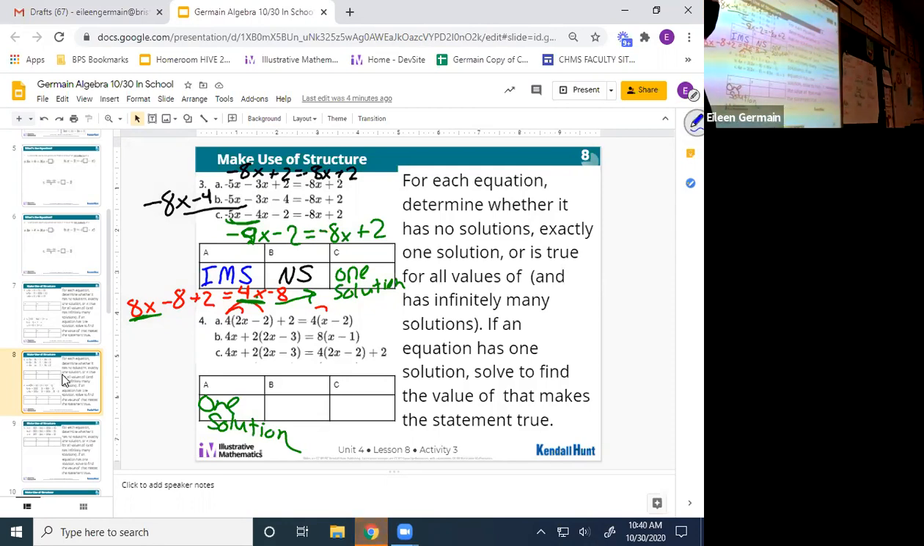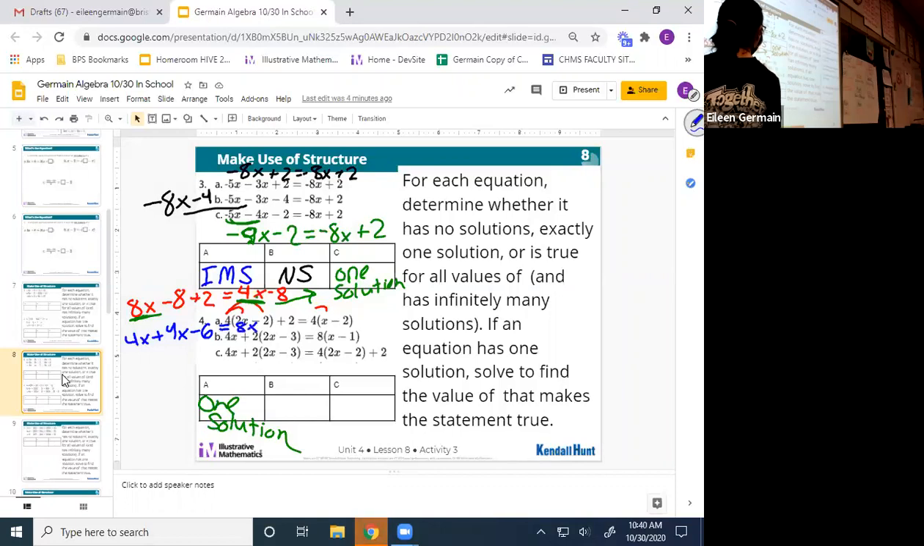What did we have to do with B here? Distribute again. Very good. We had a 4x plus a 4x minus 6 is equal to 8x minus 8, sorry. Okay, and for B, I had Peyton do it, and Peyton said that it had one solution. So Peyton said we had one solution, let's test it.